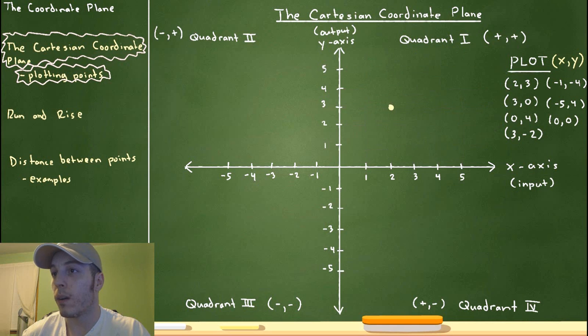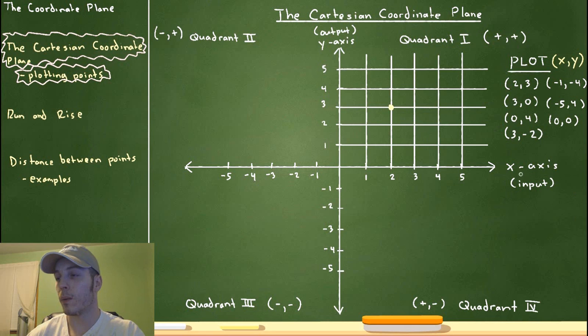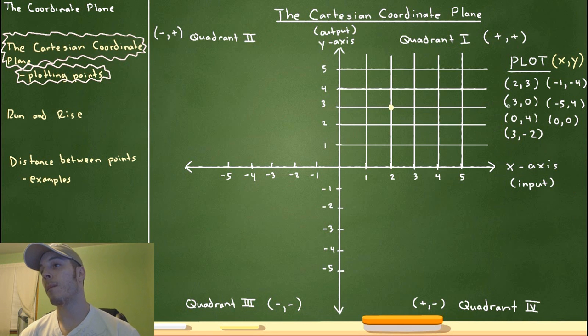Typically, again, we don't work with our grid, and it would look something like this. We just have to use our imagination here. So if we go over to the right 2, and then up 3, we plot the point there. Okay. So let me put the grid back on for now.